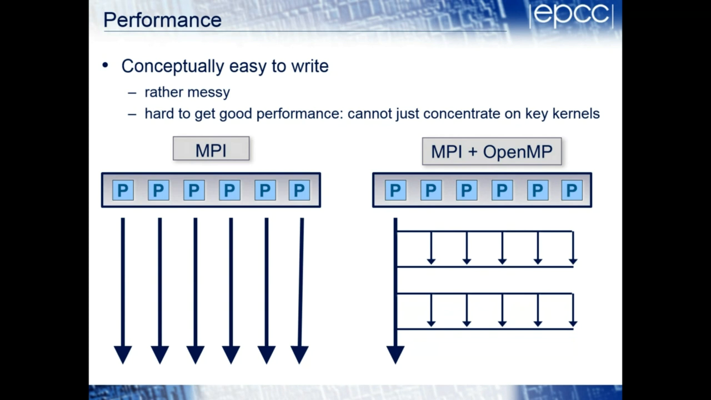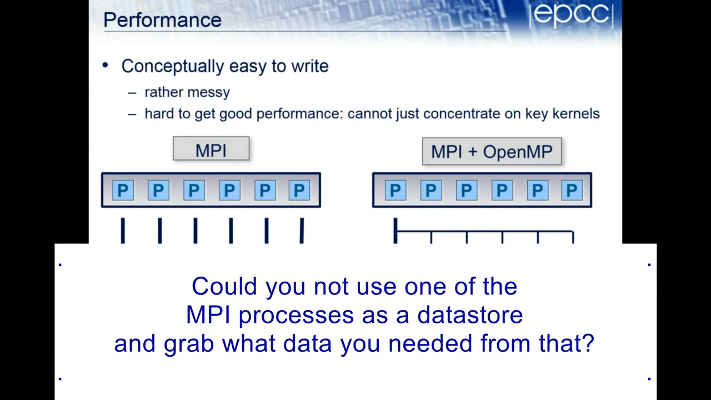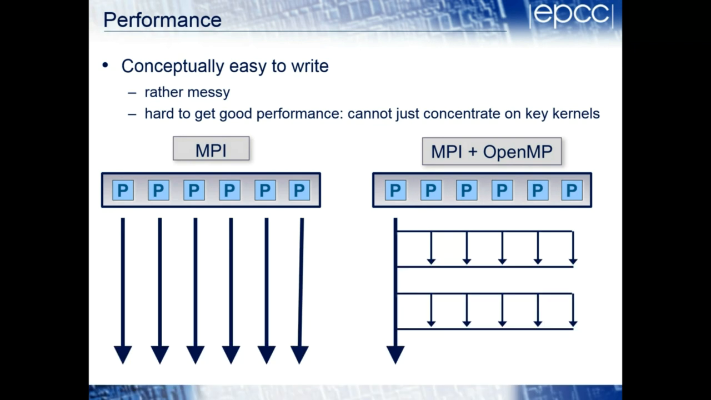So the other key to say, could you not avoid writing to disk? So yes, often, the answer to anyone who says they have a file IO problem is always to say, do you really need to write to file? Which is what Keith is saying here. Could you not use one of the MPI processes, the data store, and grab what data you needed from that?